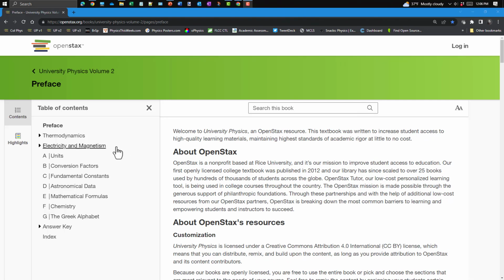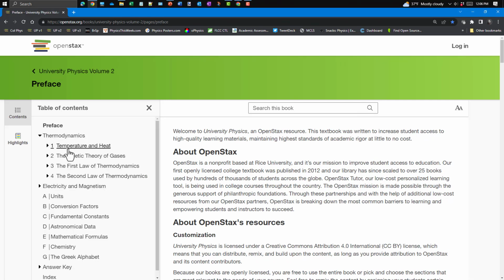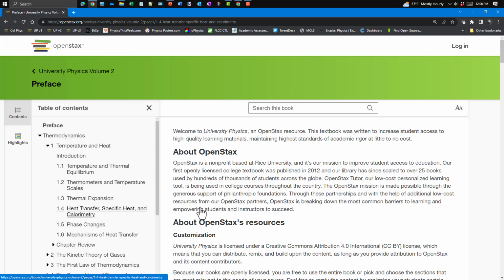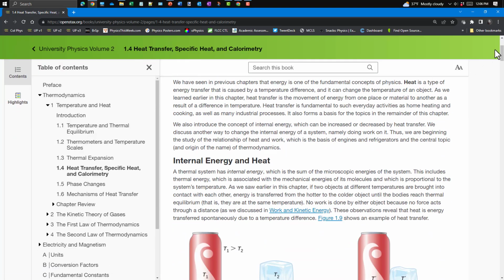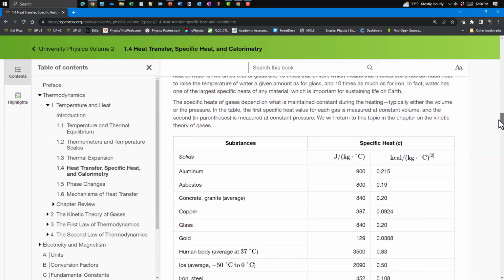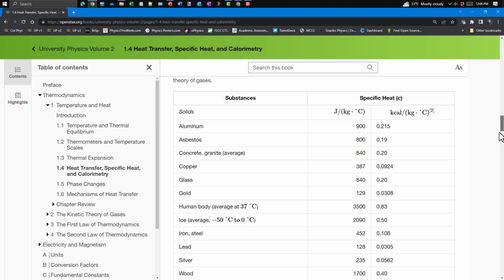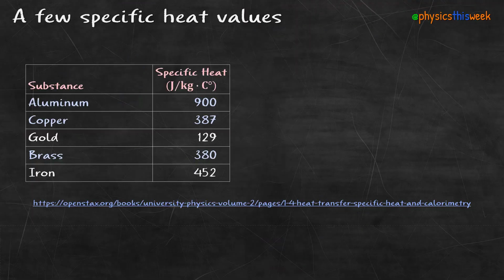The specific heat capacity, or simply specific heat of a substance, can be found in standard reference tables in textbooks, handbooks, or on the internet. These tables are from the OpenStax University Physics book. Different materials have different specific heats. This is due to the molecular mass, the structure, and the binding energy of the materials.